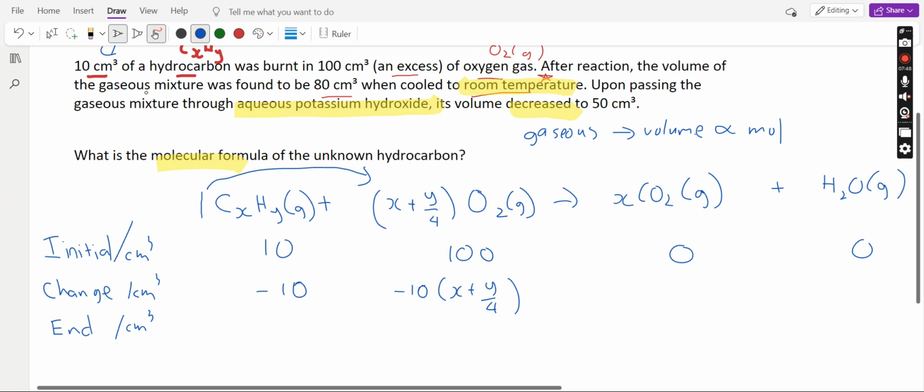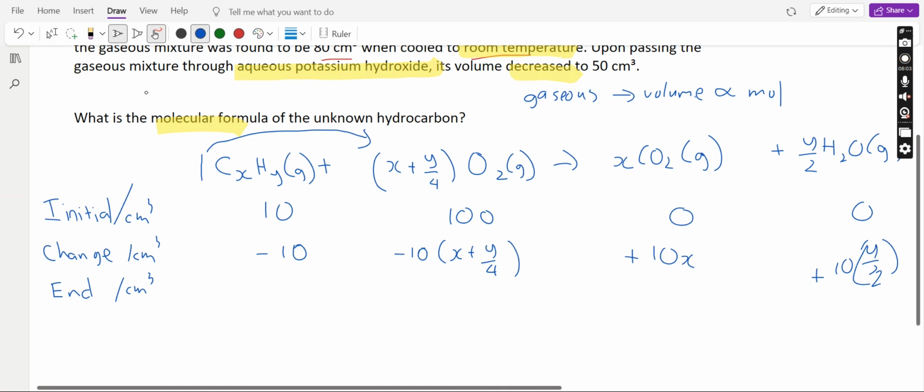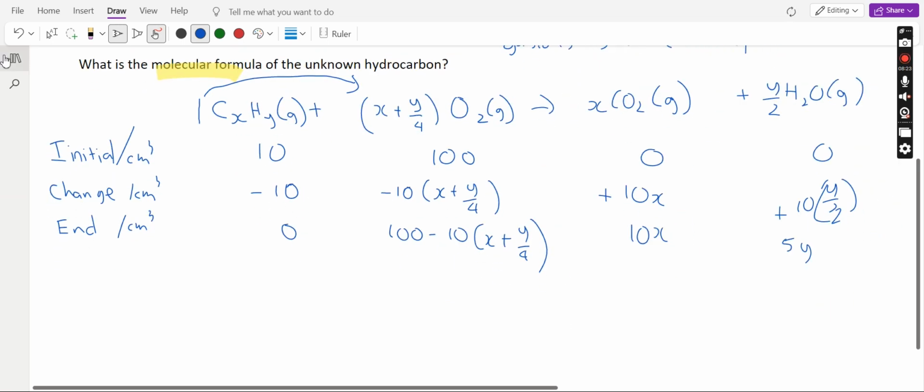And similarly, there should be 10x here produced. And oh, sorry, forgot the 10y over 2. So there should be 10y over 2 of water, steam, being produced. Then at the end, how much do you have? 10 minus 10 is 0. Here is a bit ugly. There should be this much volume left. Because we're looking at gases, here you should have 10x cm cube, then here you should have 5y cm cube.